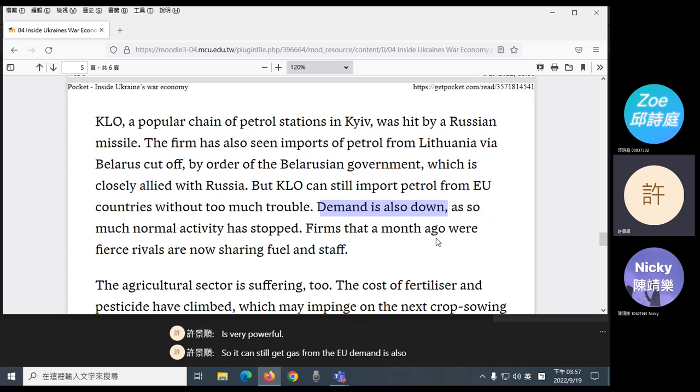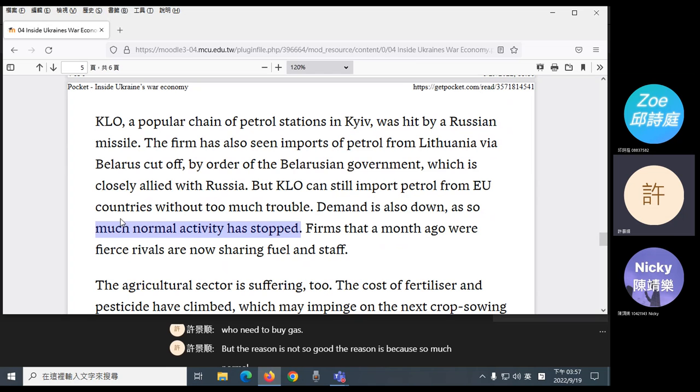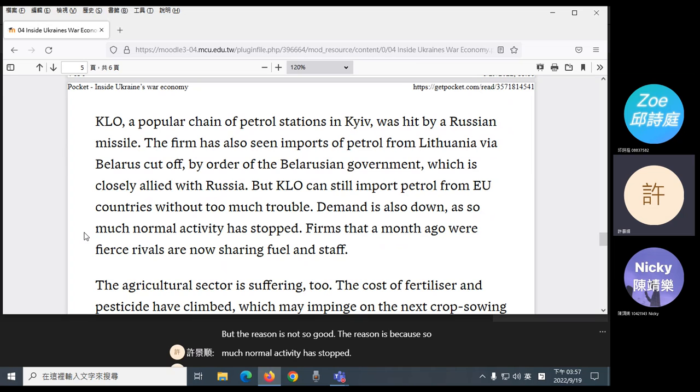Demand is also down. And that's good, because if it doesn't have enough gas, it can't sell the gas. So it's a good thing that there are fewer people who need to buy gas. But the reason is not so good. The reason is because so much normal activity has stopped. So people are traveling less, moving around less, so they need less gas. Firms that a month ago were fierce rivals are now sharing fuel and staff. So a month ago, competing companies now are working together.